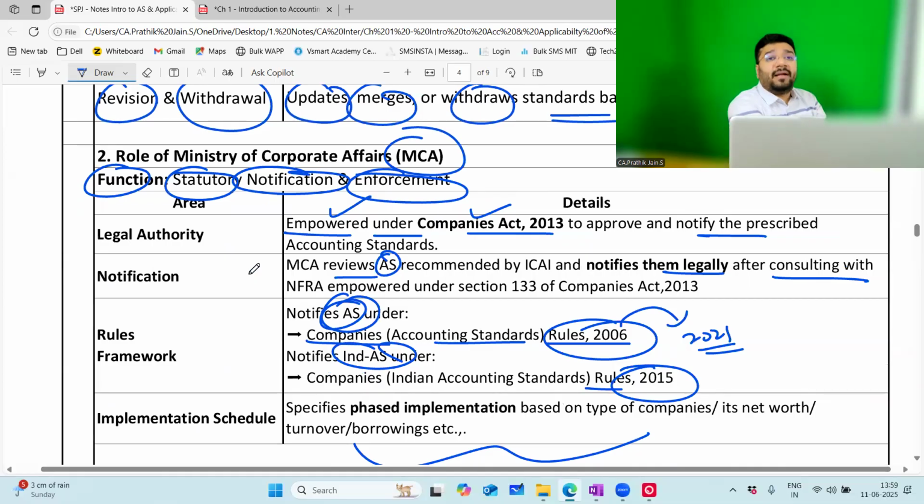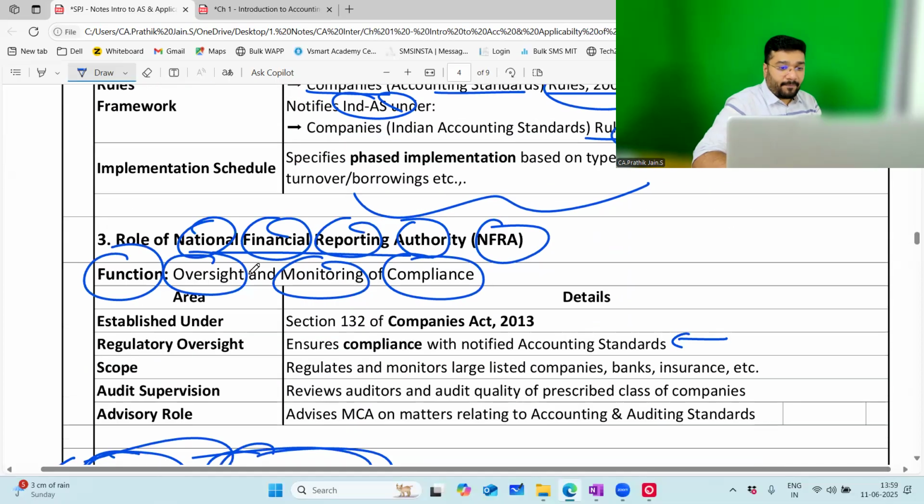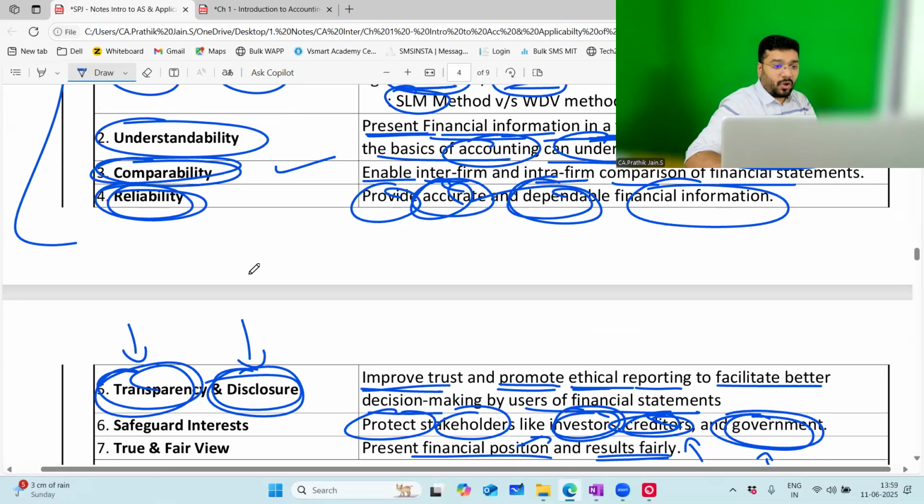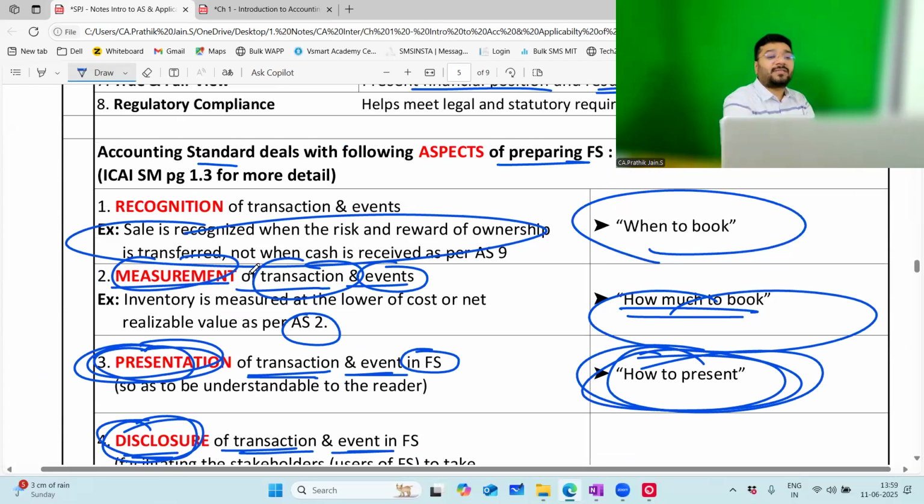Who gave the empowerment to notify AS? By MCA. MCA got its empowerment through Companies Act 2013. NAFRA got the power from where? Again, section 132 of Companies Act 2013 empowered NAFRA to do all this activity. NAFRA is independent of ICAI. Objective we discussed. What are the 4 aspects of accounting standard that it deals with? Recognition aspect, measurement aspect, presentation aspect, disclosure aspect.